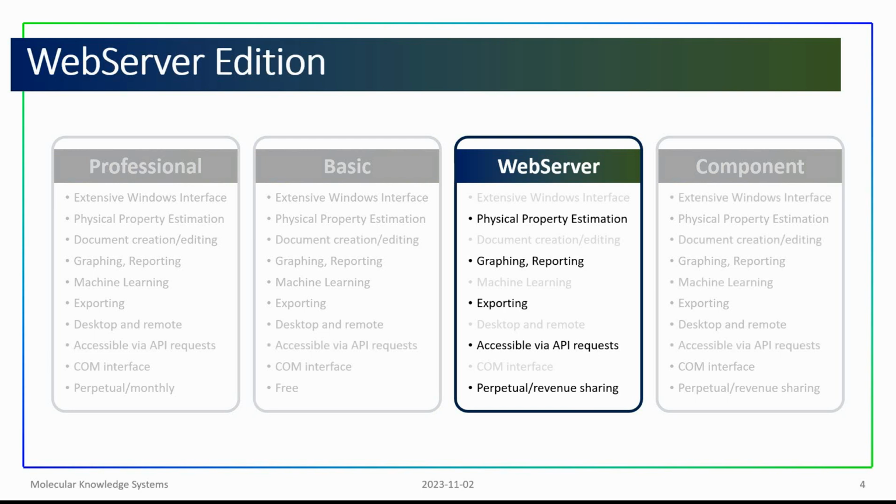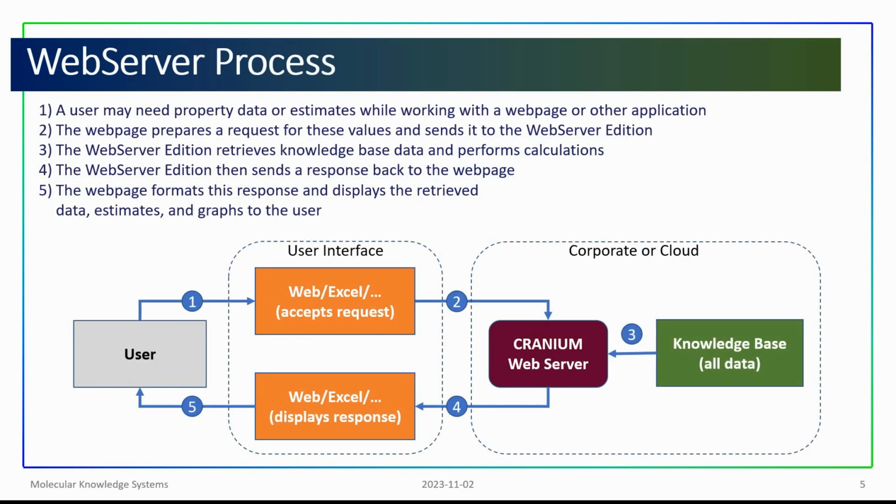requests over the Internet. For example, a user may need physical property data or estimates while working with a web page or other application. The web page prepares a request for these values and sends it to the WebServer Edition. The WebServer Edition retrieves knowledge-based data and performs calculations. The WebServer then sends a response back to the web page, which formats this response and displays the retrieved data, estimates, and graphs to the user.